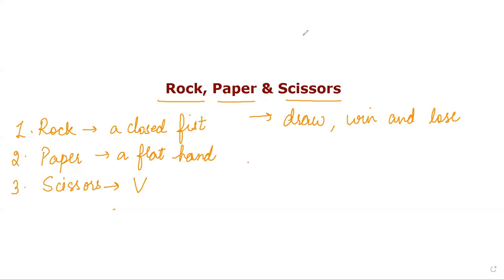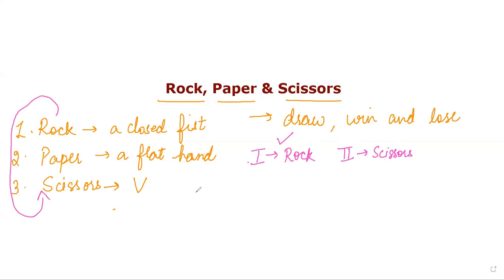Now, how do we decide who is going to win or lose? See, as we all know, rock is able to crush scissors, right? It means when the first player is making a rock and the second player is making a scissor, who will win? The first player. Okay.